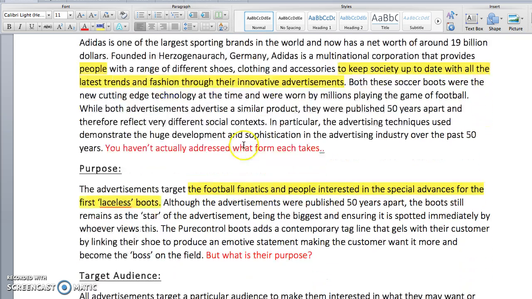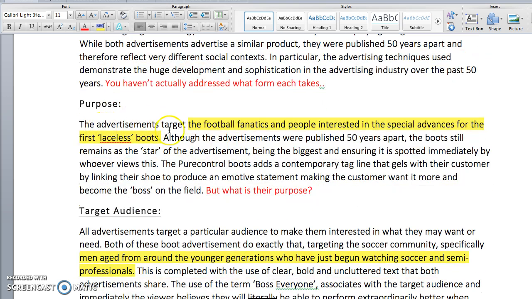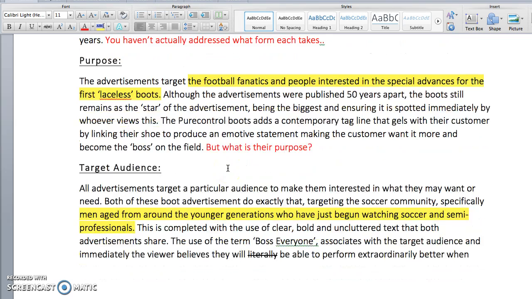So you need to look at form. Purpose. Again, you haven't really addressed what the purpose of advertising is. You need to go back to the PowerPoint and have a look. Purpose of advertising is to sell the product by creating or building a desire within their target audience that makes them want to purchase the product and makes the advert memorable. So you need to go back and check on that.